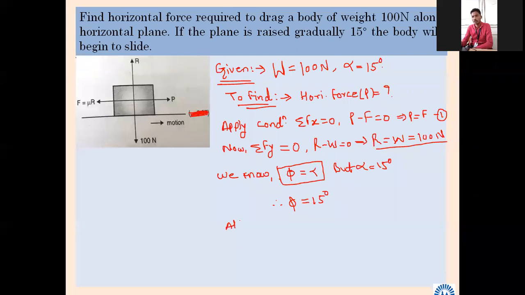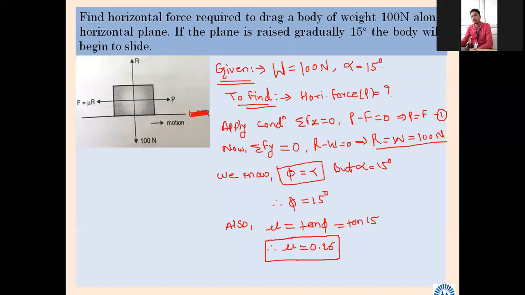Also, one more relation we are knowing. What is that? Mu is equal to tan phi. And then what is value of this phi? 15. So tan 15. Just check how much it is coming. 0.26. So mu we got.